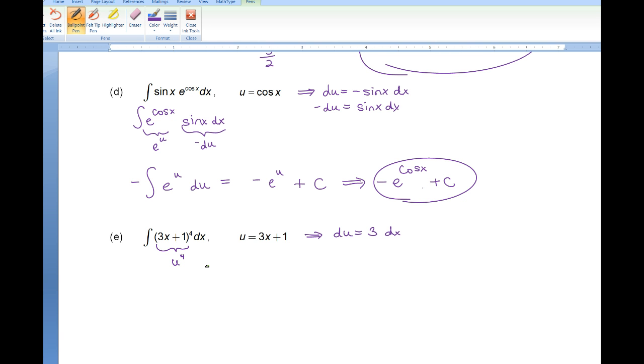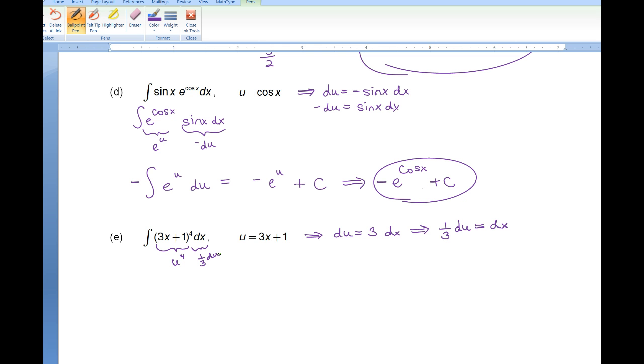But when you have something like a 3, you got to get rid of the 3. How do you think about it in like algebra 1? How would I cancel out that 3? What would I do to solve? I would multiply by a third or divide by 3. So this means 1/3 du is going to be replaced with a dx. So this is 1/3 du.